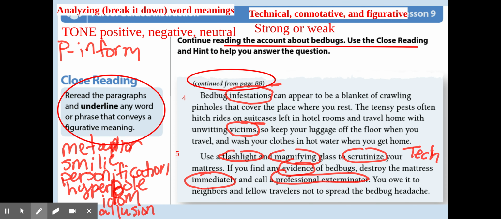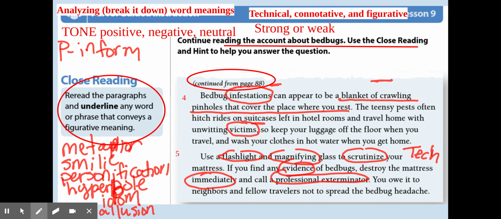Now, the next thing we're going to do is go back and underline some figurative things that we read. So what was the first thing that you underlined? I'm going to go in chronological order from the top to the bottom. So the first thing I got was blanket of crawling pinholes that cover the place where you rest. This whole blanket of crawling pinholes, that just makes my skin crawl, and that's the figurative language doing its job. It's very negative. And what kind of figurative language is it?